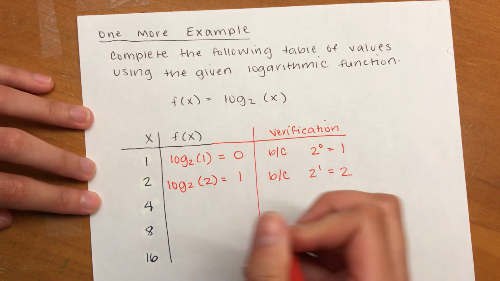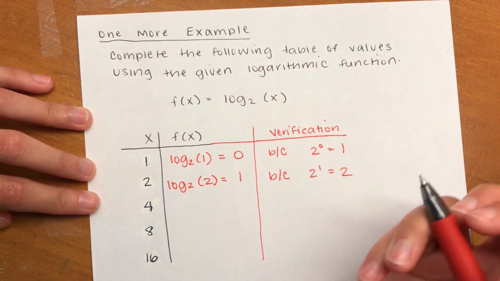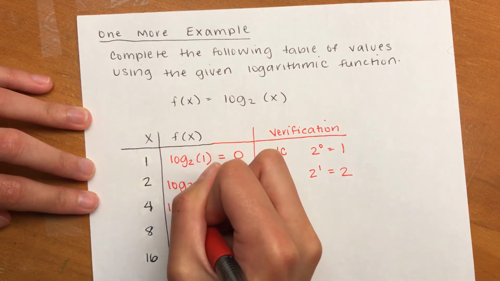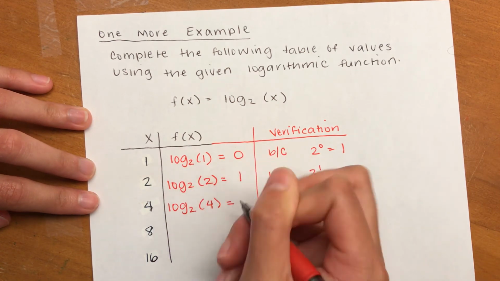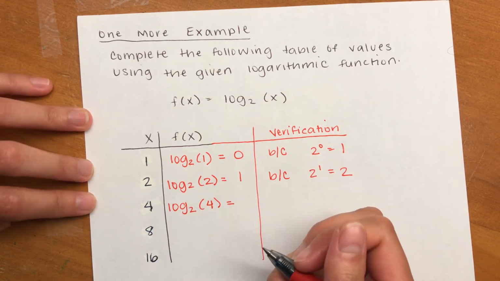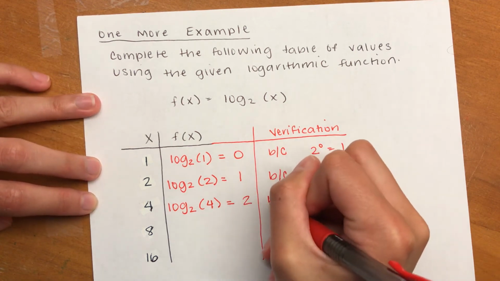How about 4? If I've got 4, I want to substitute that in for the x value. So I'll say log base 2 of 4 equals, and I want to know 2 to what power equals 4? 2 squared equals 4.